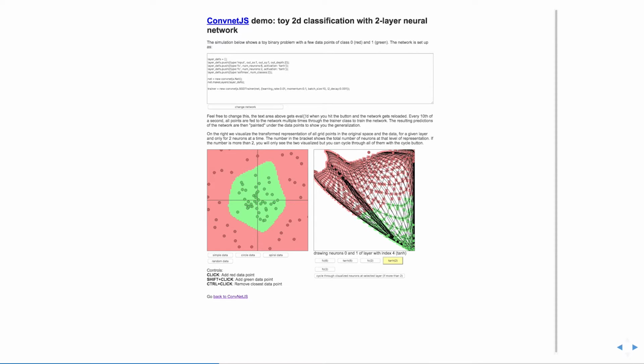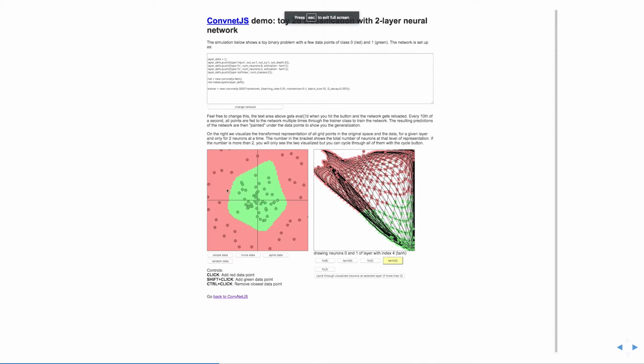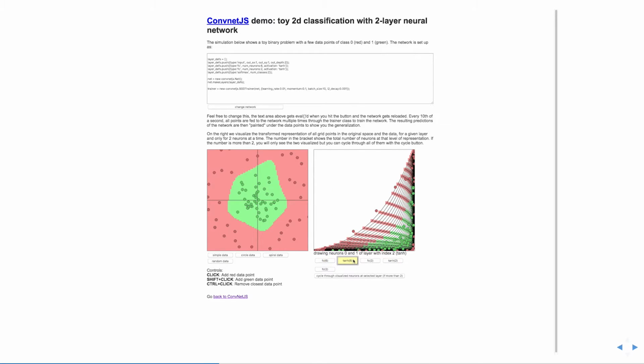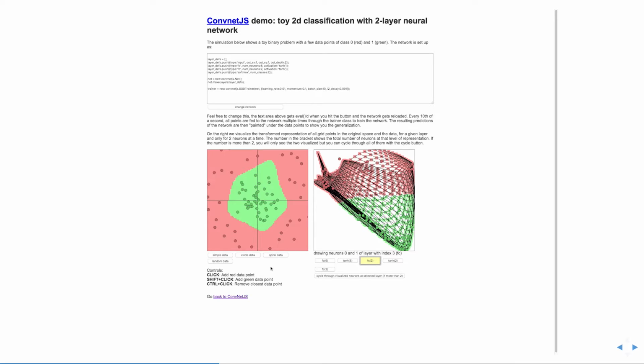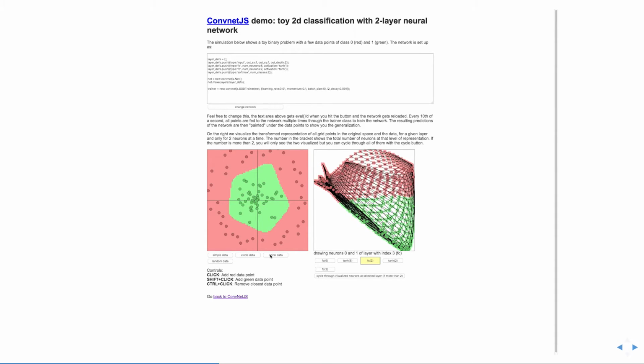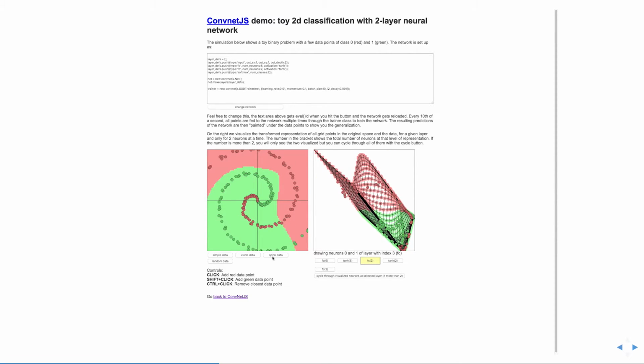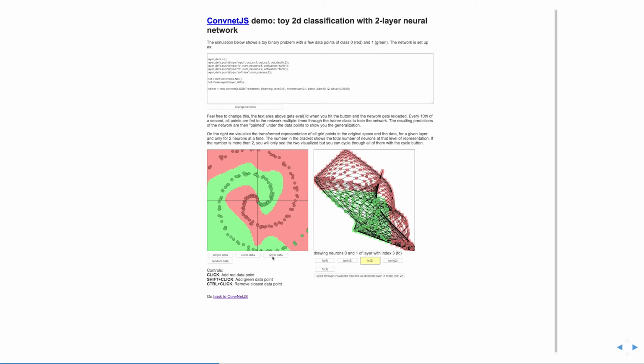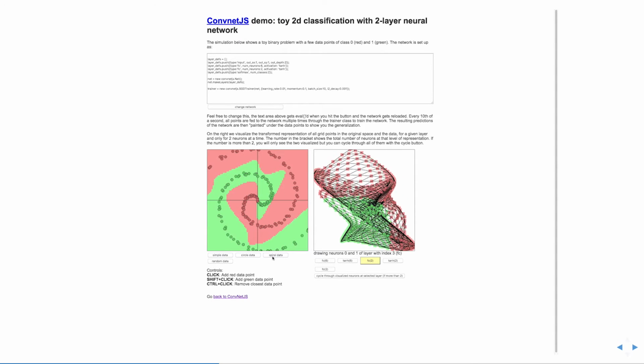So this is running right now in the browser, and it's being fed the points, which are red or green. This is how it looks inside the network. So these are our layers. We can show it some circle data or spiral data, and you can see how the network is learning how to separate those two groups.